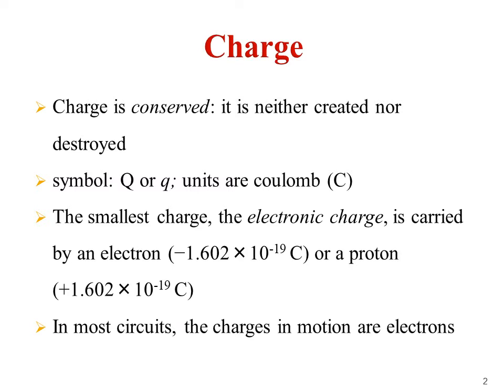Charge is measured in coulombs, which are the units of charge. The smallest charge is the electronic charge carried by an electron, with a value of minus 1.602 into 10 power minus 19 coulombs, or, if it is a proton, plus 1.602 into 10 power minus 19 coulombs. In most circuits, the charges in motion are electrons, so most of the time when we consider charge, we consider electrons.